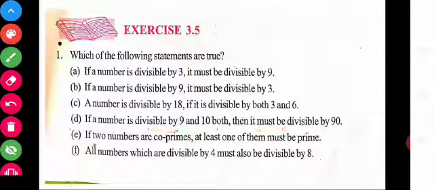See the next one. If two numbers are co-primes, at least one of them must be prime. What is given?